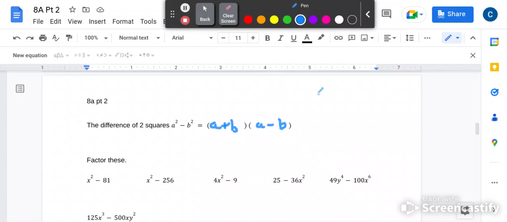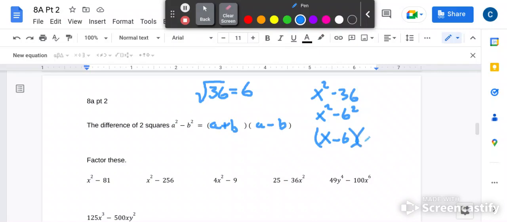Okay, so let's say we have x squared minus 36. Well, if we're not sure, we could square root 36, right? The square root of 36 is 6. So we can rewrite this thing here as x squared minus 6 squared. Okay? So a squared minus b squared, x squared minus 6 squared. So now we just have a plus b times a minus b, which is really x minus 6 and x plus 6.